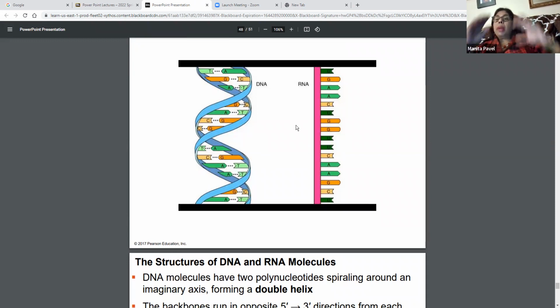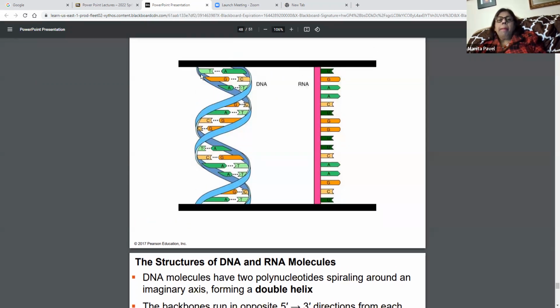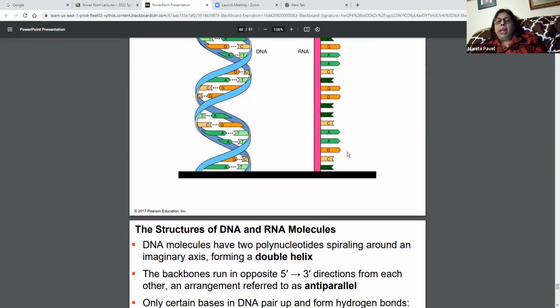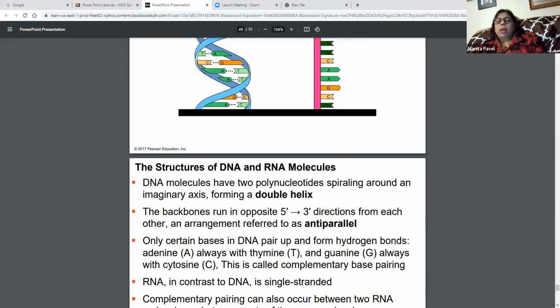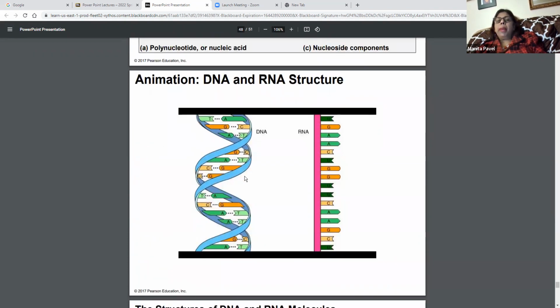But how does this double helix run? It runs anti-parallel to each other. The backbone is running anti-parallel to each other, with one strand beginning at the 5' position. This is the meaning of prime. And it will terminate at the 3' position. Similarly, the other strand will begin 3' and terminate at the 5'.